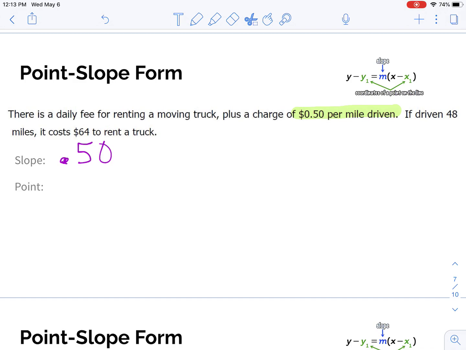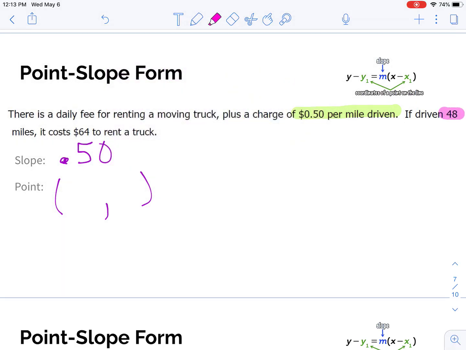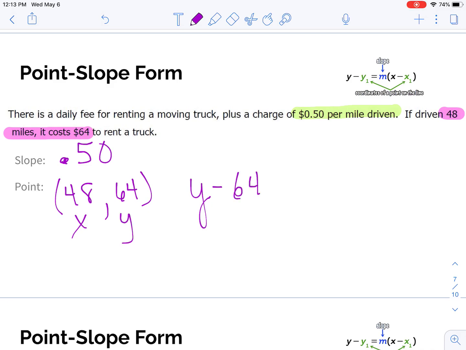point here? Well, my point is going to be, I need an x and a y, okay? So let's talk about how I get to those. It says, if driven 48 miles, it cost $64. It gives it to me right there, guys. If it's 48 miles, is $64. Okay, so now I'm ready to go. I've got y minus y1. Now again, this is x and this is y. Y minus 64 is equal to the slope, which is 0.5, times x minus x1.